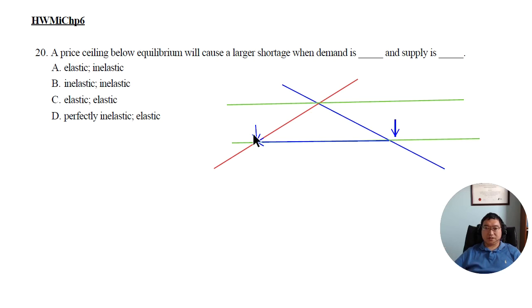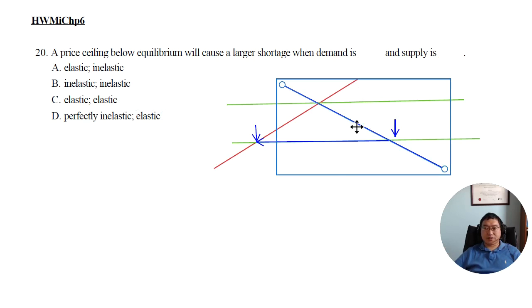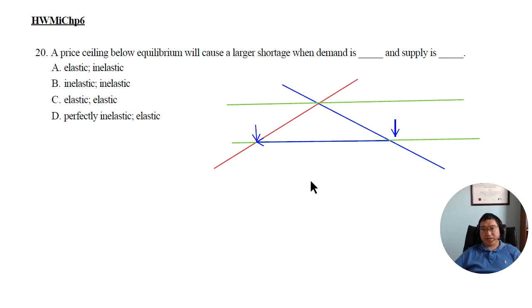What we are talking about is that the quantity supplied and the quantity demanded are both very responsive to the price change. So the answer should be very clear. If the supply curve or the demand curve is flatter, then you have more elastic supply and more elastic demand, and then the quantity supplied and the quantity demanded will be more responsive.